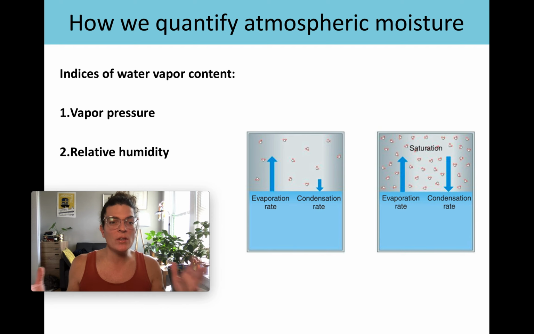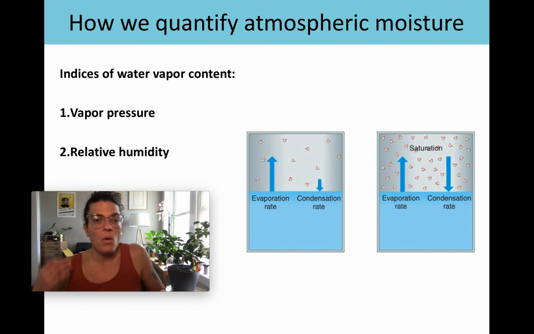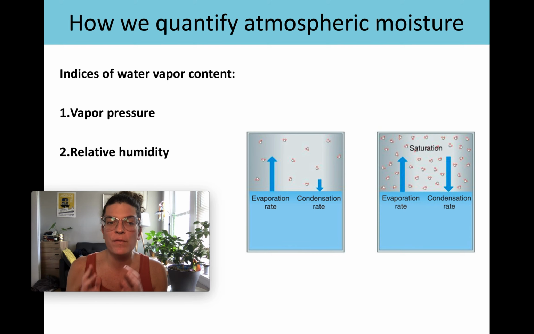So when we're talking about atmospheric moisture, we're talking about water in the atmosphere in the form of water vapor, which is a gas. Okay, so it's not steam, it's not any of that, it's water vapor, the gas. We're going to talk about two important concepts, vapor pressure and relative humidity.